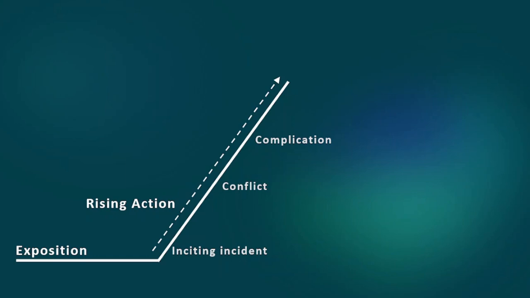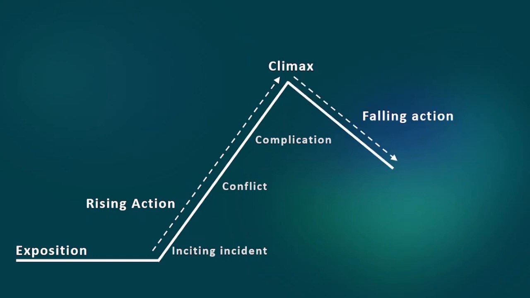After this, the story reaches a climax. The climax is the high point. It's the most intense, exciting, or important point of the story. In the climax, there is a critical event or a crucial decision that takes place, or there's some important action. After the climax, the falling action begins.